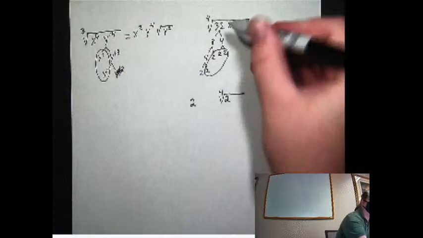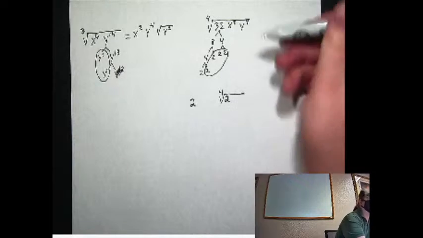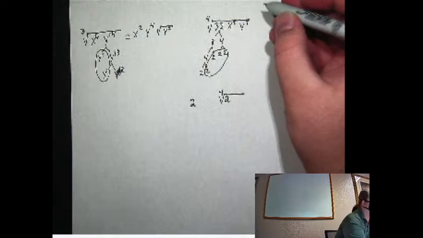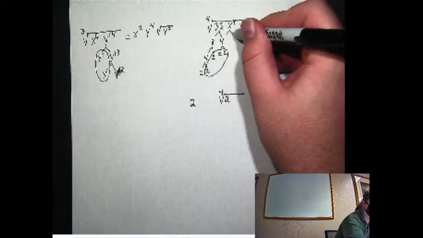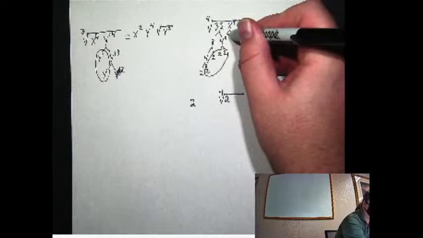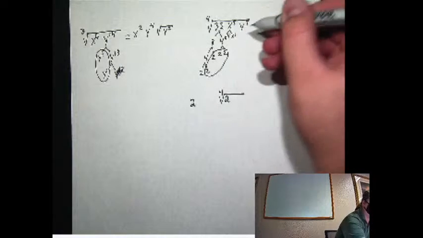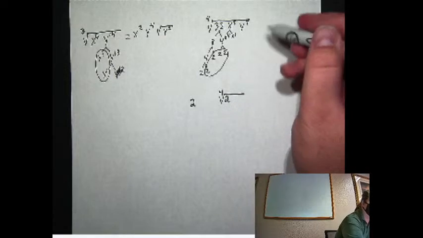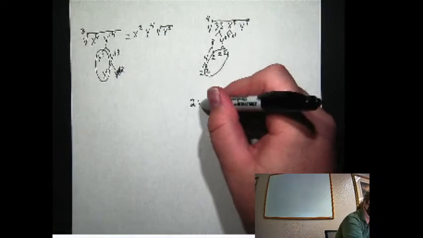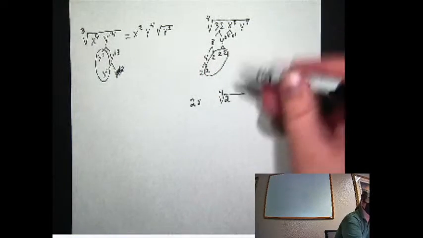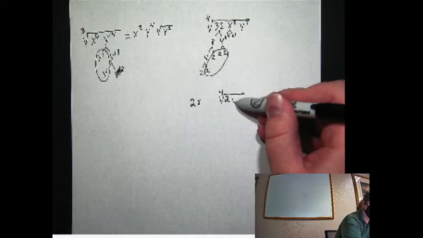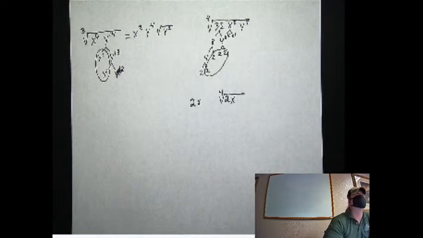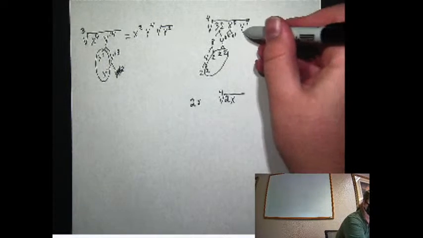Next, x to the 5th. Well, obviously 5 doesn't divide by 4. So we need to break this up. X to the 4th and x to the 1st. Well, 4 divided by 4 is what? So we get x to the 1st come out here. And what's left in here? Good.